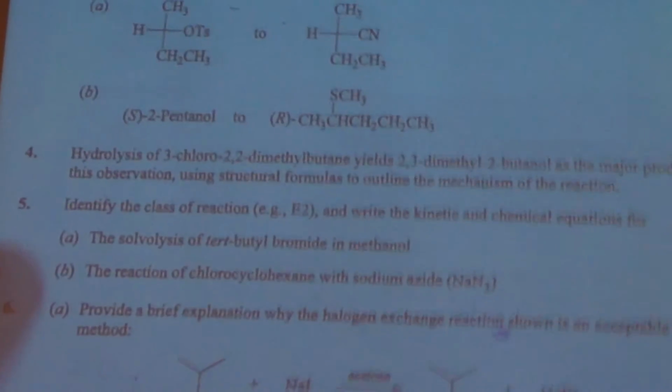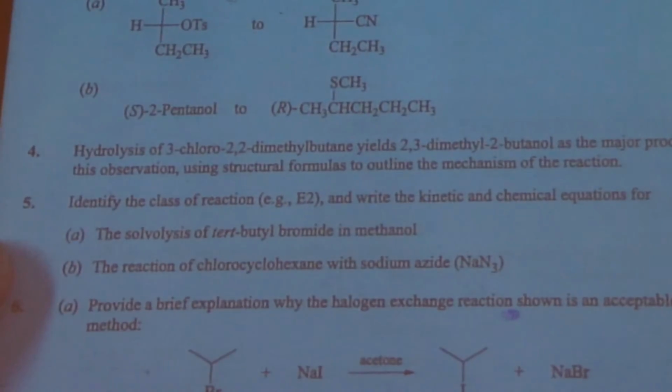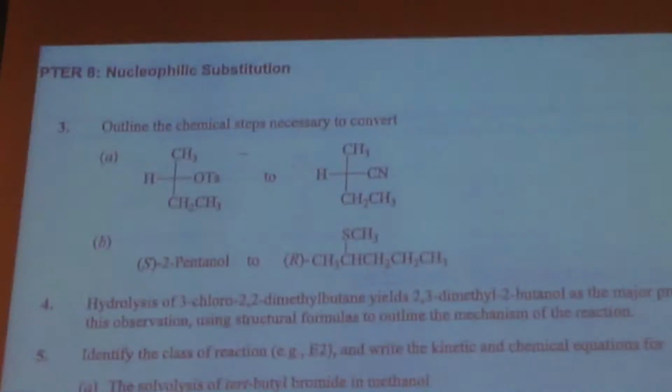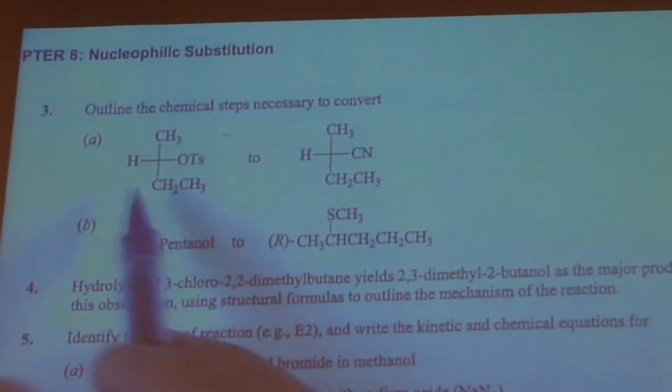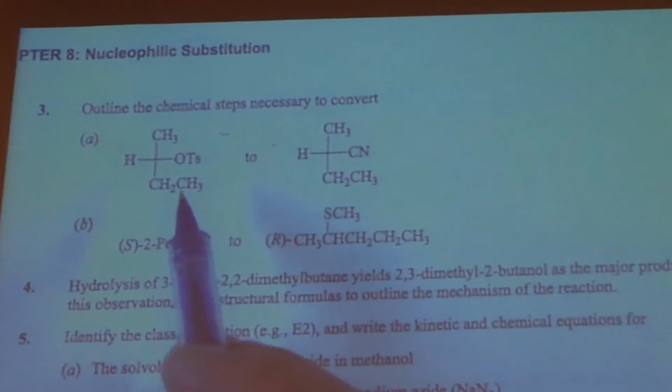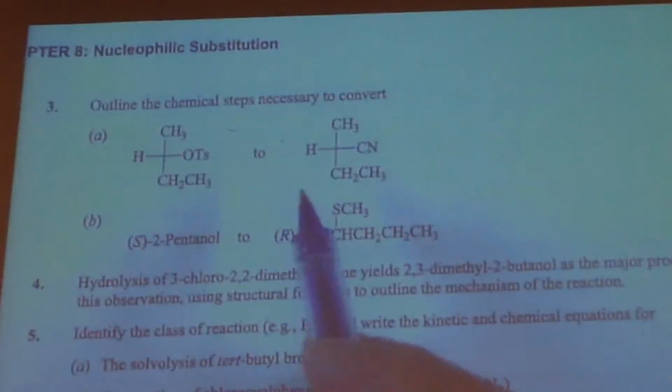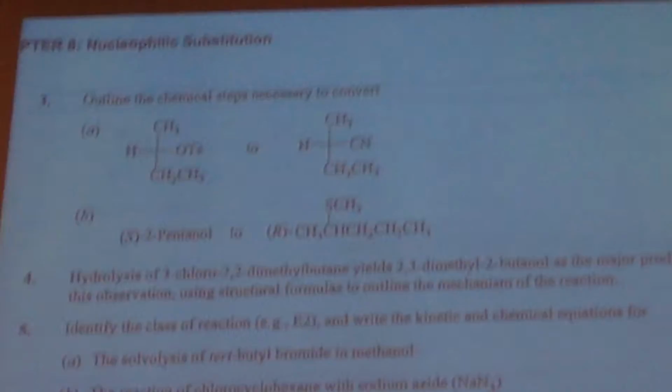Question 3 asks you to outline the chemical steps necessary to convert this compound, which has a tosylate, an excellent leaving group, to the cyanide, except that they are maintaining the same stereochemistry. Therefore, you need to have double inversion in order to retain the same stereochemistry. Otherwise, you undergo inversion of configuration first.